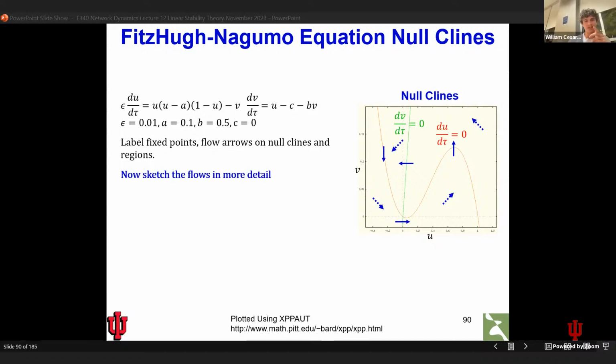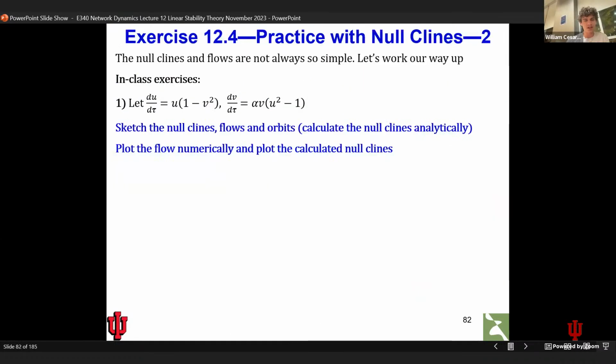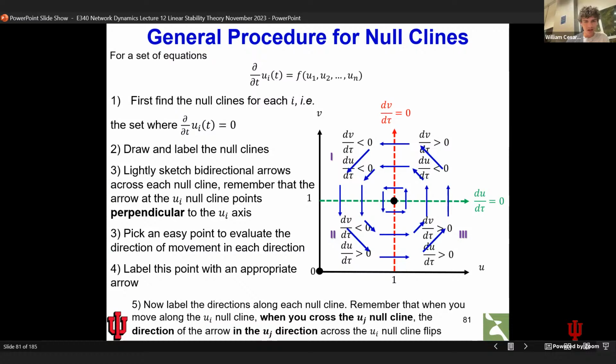Could you go back to the flow? What does that mean? Is that over time? That's how that point is moving over time. This is what we were doing for a couple of weeks now, where we plotted, say, suppose the initial value of u and v is a half comma half. In this case, u will increase and v will decrease.